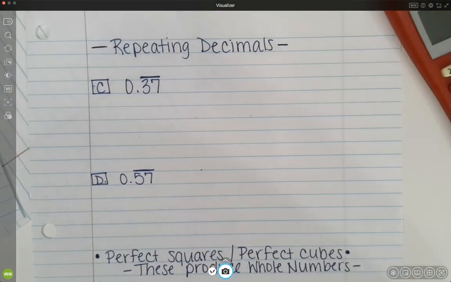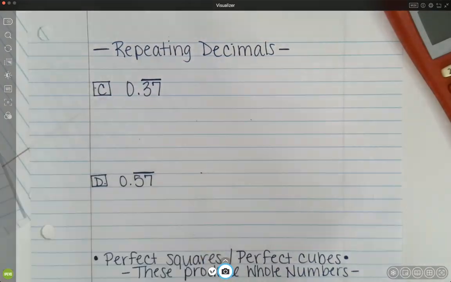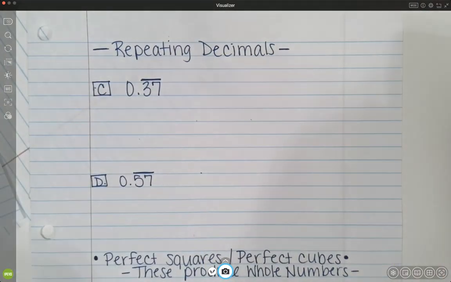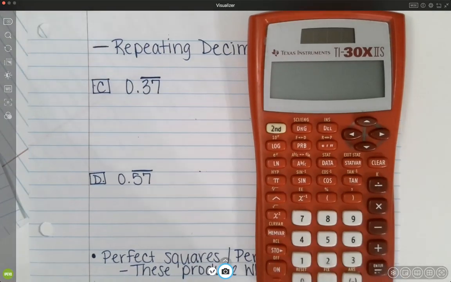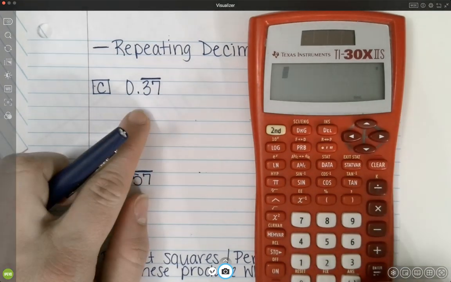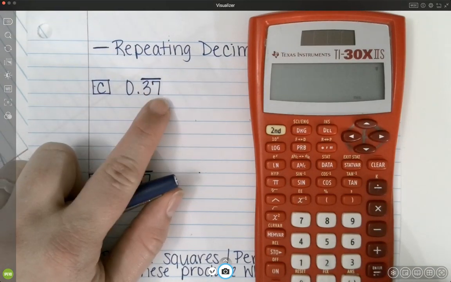So let's take a look now at how to convert repeating decimals to fractions. In this video, I'm just going to be showing you our red calculator cheat, and there's going to be a bonus video on how to properly convert this because the process is a little bit longer. First and foremost, when you type this into your calculator, you need to understand what's being repeated. So the bar is over the 3 and the 7.